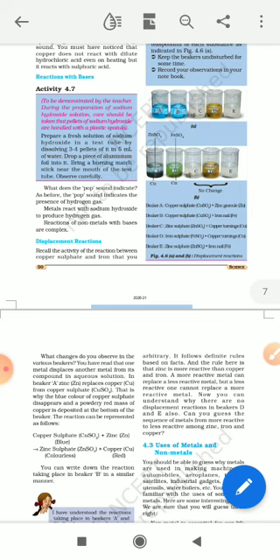Okay children, I hope this much is clear. Just go through this video and try to understand the concept of displacement reaction.